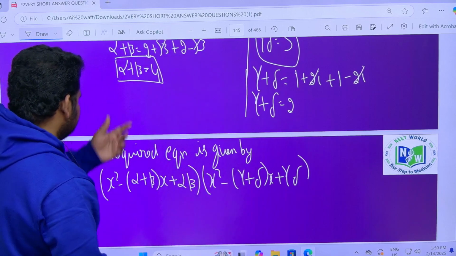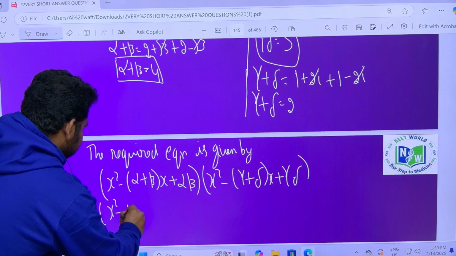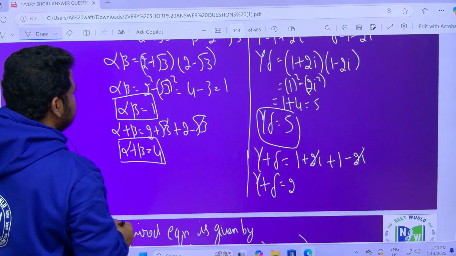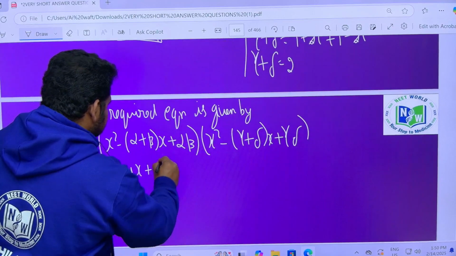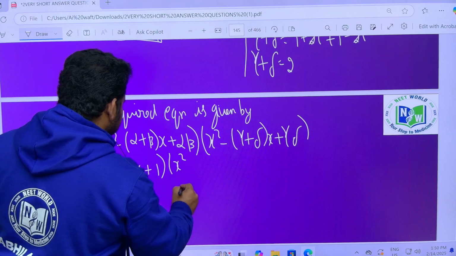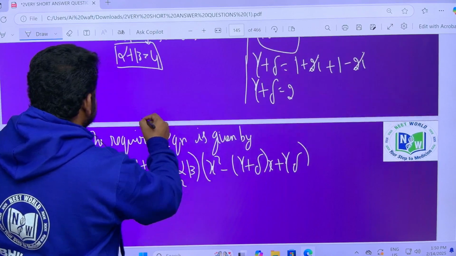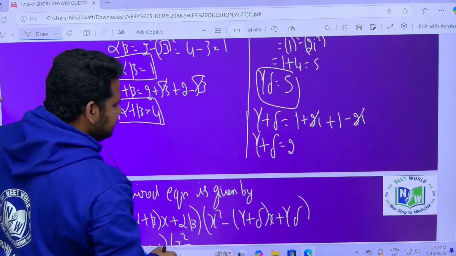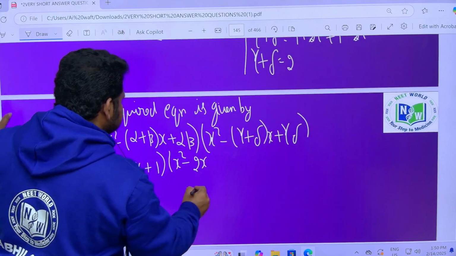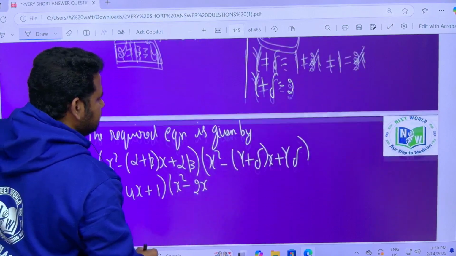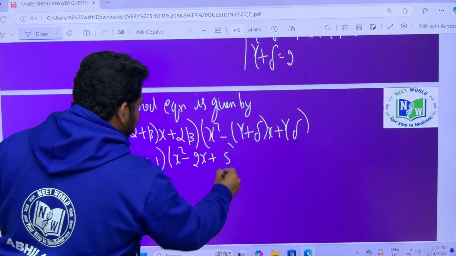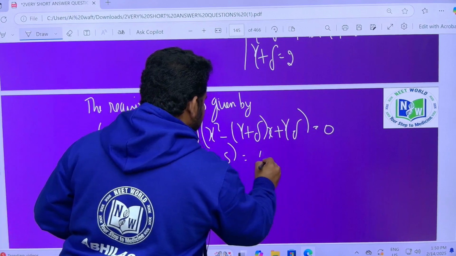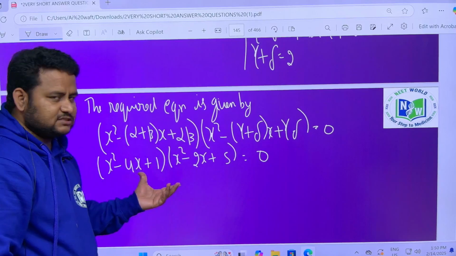Alpha plus beta is 4, so x square minus 4x, plus alpha beta, which is equal to 1. Now x square minus gamma plus delta x. Gamma plus delta is 2, so 2x, plus gamma delta, which is the product, that is plus 5. This is the required equation, and it will be equal to 0. You can either keep it like this or further multiply.